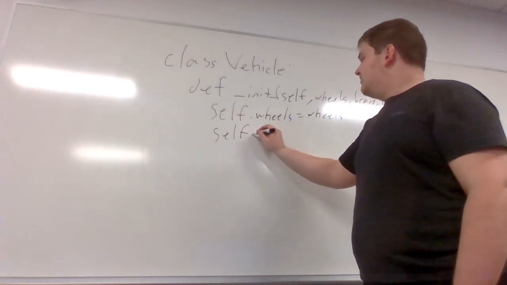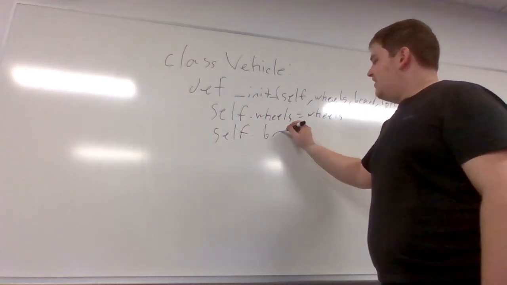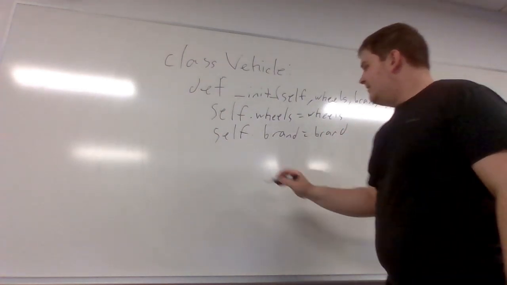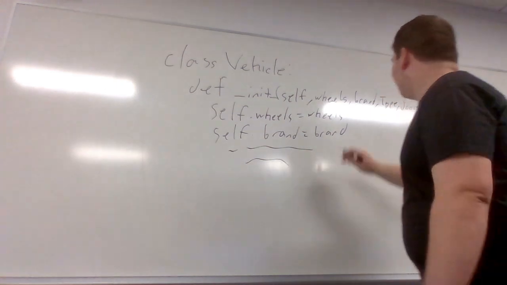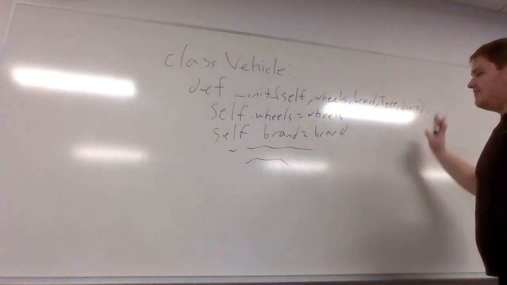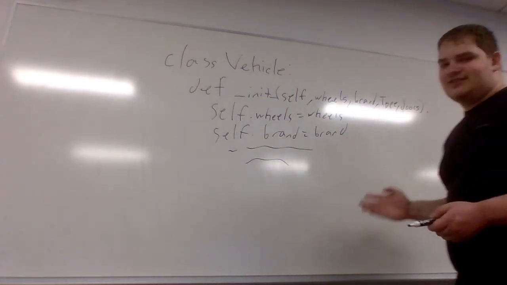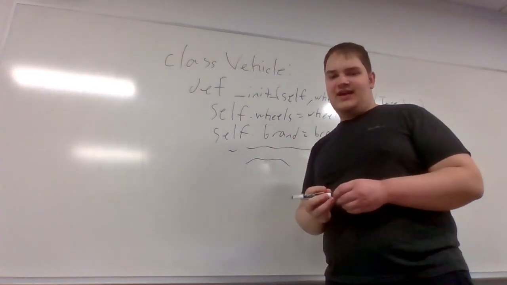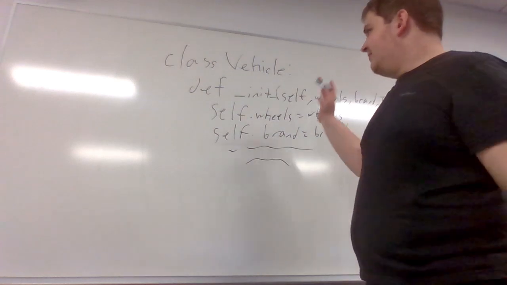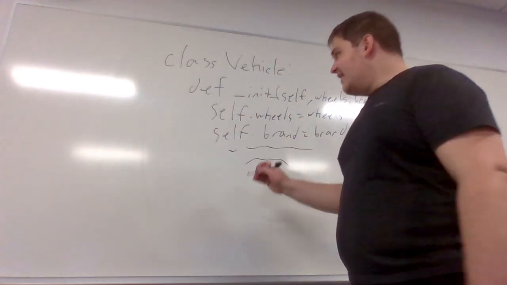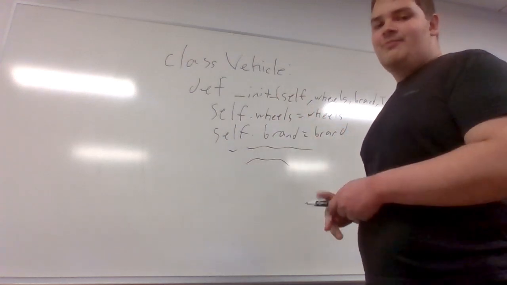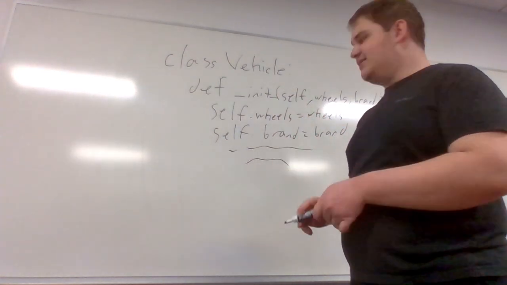But we'll do the same thing with brand is equal to brand and everything else. Type, self.type is equal to type, self.doors is equal to doors. We understand this. But now we can also do something else that's cool about classes, is that they can have their own functions. Now, init is a function that every class has, but we can also define new functions that it's going to have.